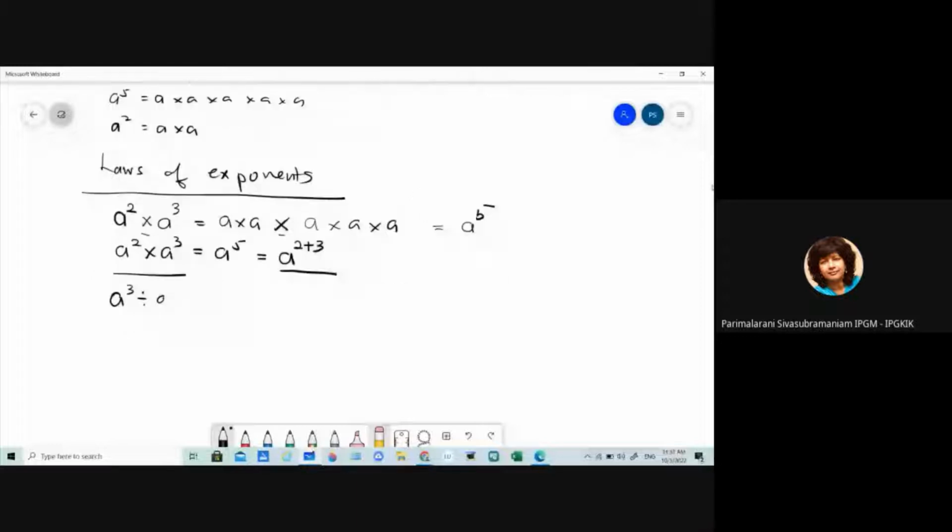Next, we have a to the power of 3 divided by a to the power of 2. a to the power of 3 means a times a times a, divided by a times a. We simplify this and we have a. Therefore, a to the power of 3 divided by a to the power of 2 is a to the power of 3 minus 2, which is a. Okay, so far?